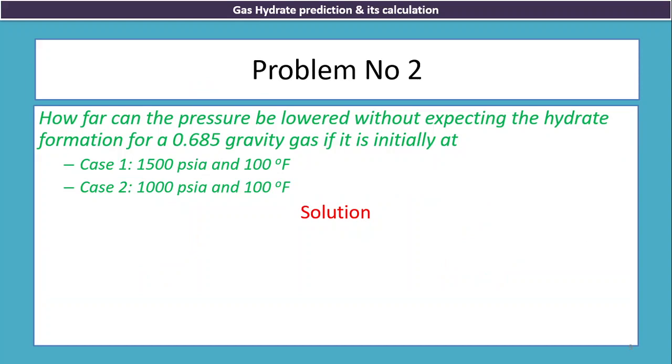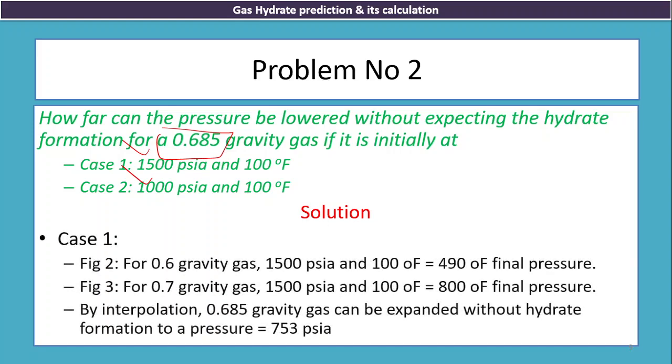Similarly, we can also find out how far the pressure can be lowered without hydrate formation for 0.685 gravity gas if it is initially at 1500 psi, and the second case is 1000 psi, at 100 degrees Fahrenheit. So we can go for both cases using figure 2. Figure 2 is used for the 0.6 gravity gas, and we can find out at 1500 psi and 100 degrees Fahrenheit the final pressure will be 490.